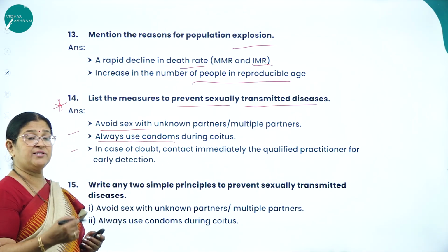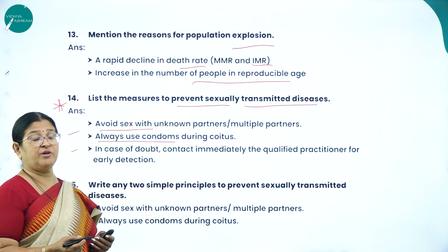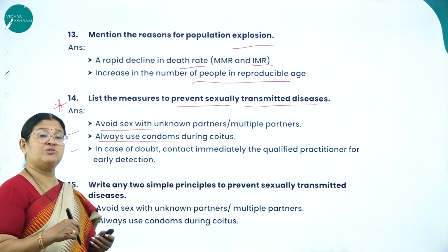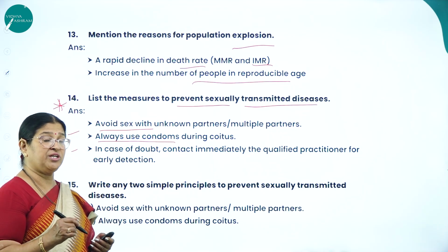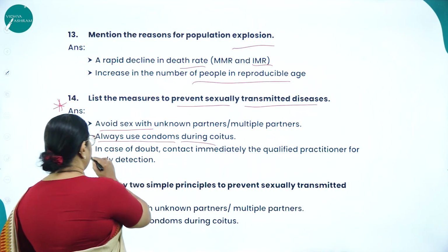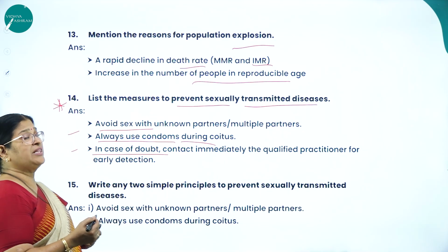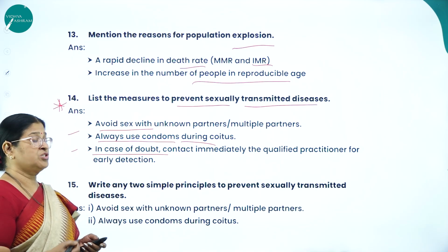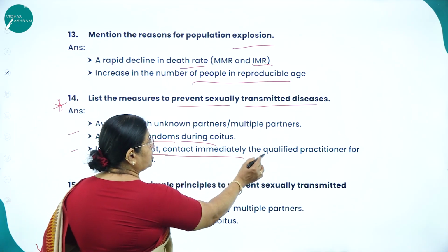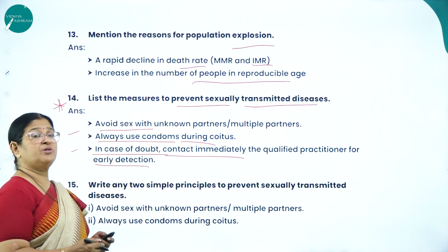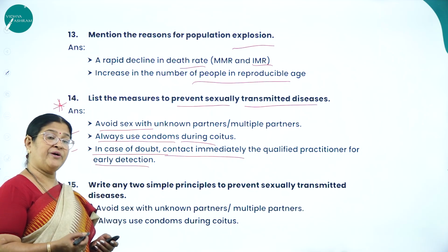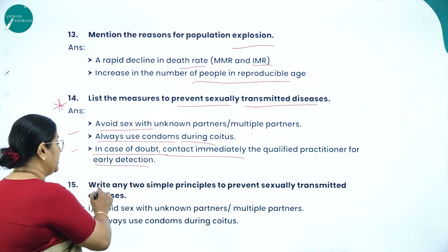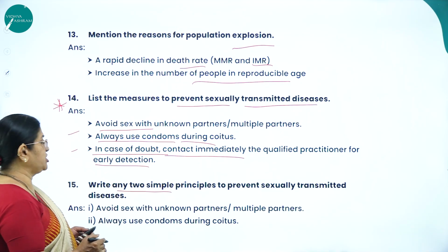Always use condoms. Already I said it is not only a best method for a contraceptive method to avoid unwanted pregnancy or to space children, but it is also one best method to avoid getting contracted with sexually transmitted diseases during coitus. Then in case of doubt, for example, they feel that they have been infected with some STD, without any hesitation or social stigma, they have to contact immediately the qualified practitioner for early detection. The earlier the disease is diagnosed, proper treatment can be given, and they can be saved from the sexually transmitted diseases. Right?